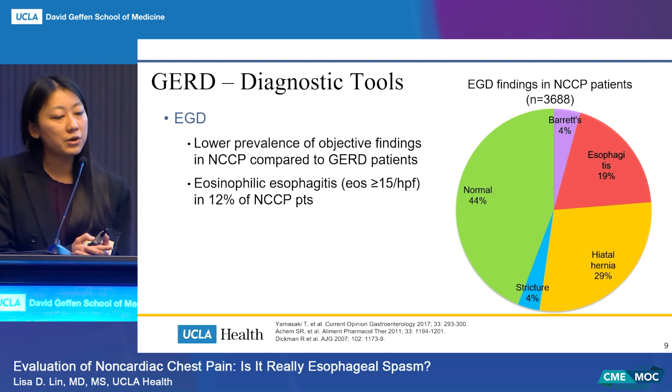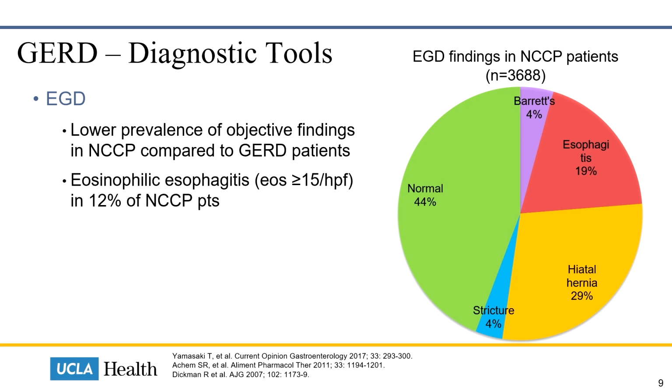The thing to note is that there will be a lower prevalence of objective findings of GERD in non-cardiac chest pain patients compared to patients with more traditional reflux symptoms. So this chart here is a breakdown. This was a study looking at about 3,700 non-cardiac chest pain patients and their endoscopic findings. You'll see that 44% of the patients were normal, 29% just had a hiatal hernia, 19% had esophagitis.